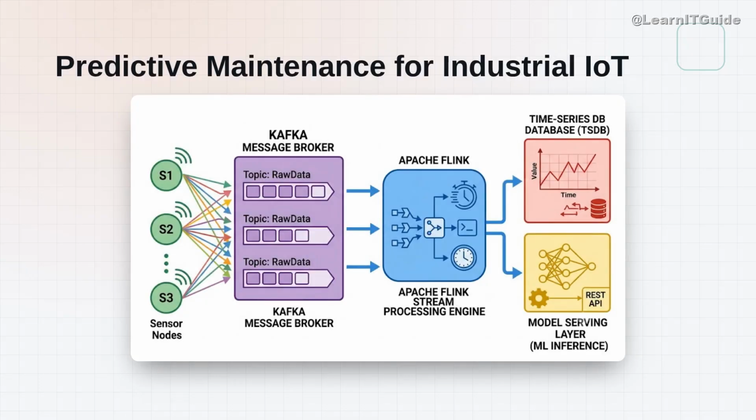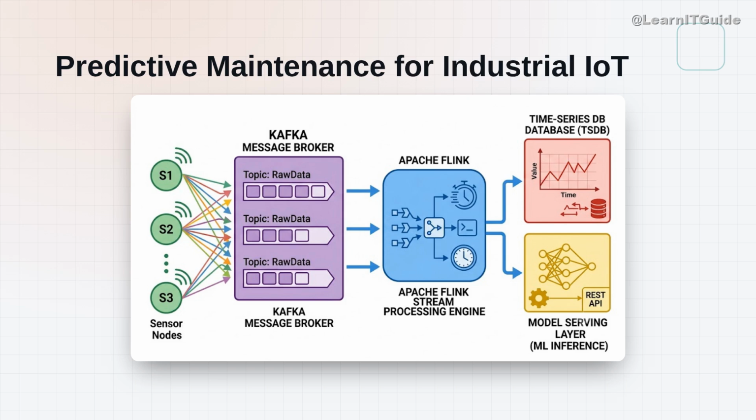Now let us move to predictive maintenance. This turns reactive repairs into proactive scheduling. By monitoring sensor data from industrial machinery, you can predict failure before it happens. This saves companies millions in unplanned downtime.